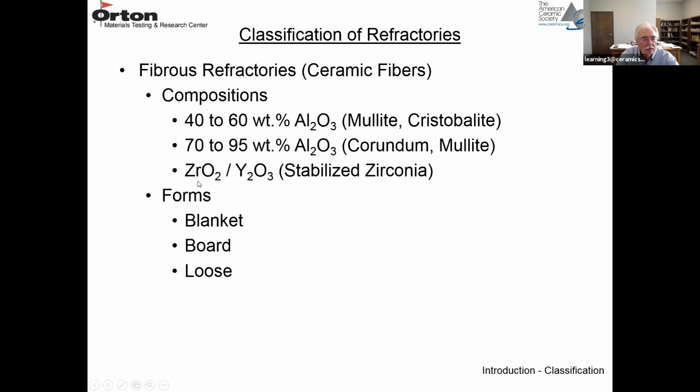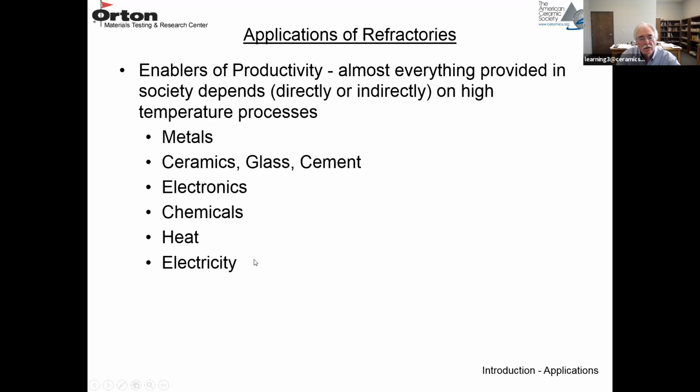for the crystalline phases. And then ZrO2, which would be a stabilized zirconia. The other one on the previous slide was stabilized with CaO. You can also stabilize it with Y2O3, yttria. The fiber materials can be in the form of a blanket, a board, or they can be loose fibers. So a flexible blanket, a rigid board, or loose fibers. So that's how we can classify all the different types of refractories.